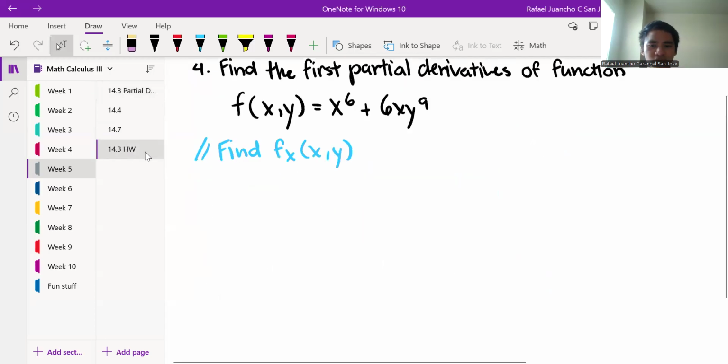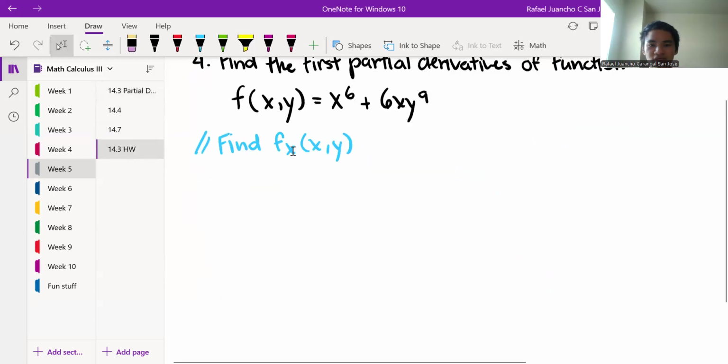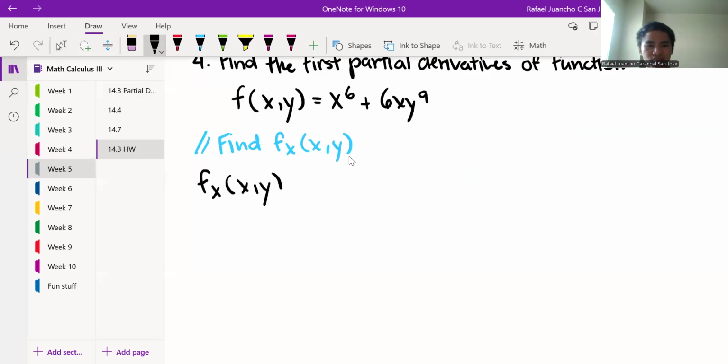So let's quickly do that. Here we're treating y as a constant. So let me just take its derivative. So y is a constant. This one is not. x to the 6 is just 6x to the 5. 6 stays the same, x becomes 1, right? Actually, there's an easier way to do this.